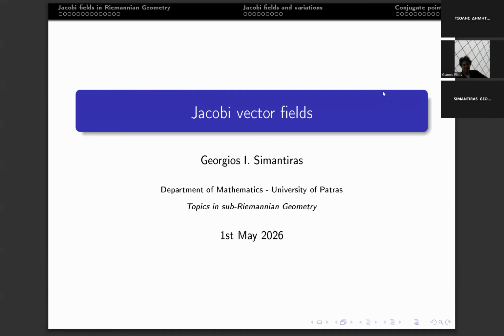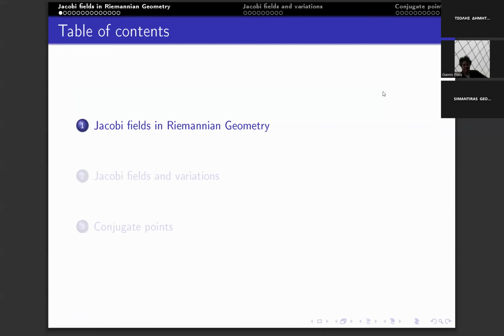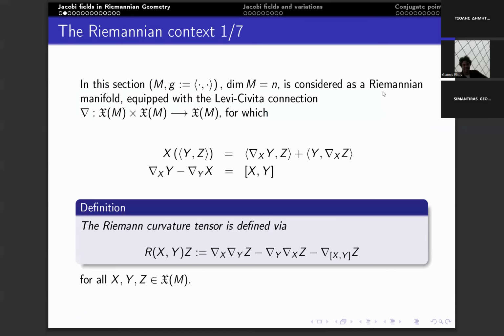Today's talk is about the Jacobi vector fields and it is divided into three parts. The first part is about the Jacobi fields in Riemannian geometry, the second part is about the connection between Jacobi fields and the variations, and the third part is about the conjugate points. So we start by reminding some things from Riemannian geometry.